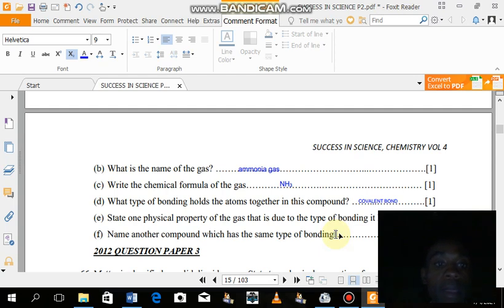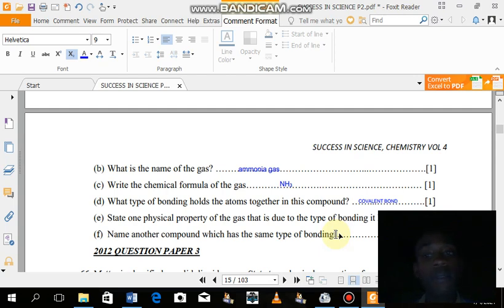Number F, name another compound which has the same type of bonding. We need to understand this type of bonding is taking place between non-metal elements. Therefore, since it is covalent bonding, there are a lot of non-metal elements that, when they combine, will be able to form covalent bonding.